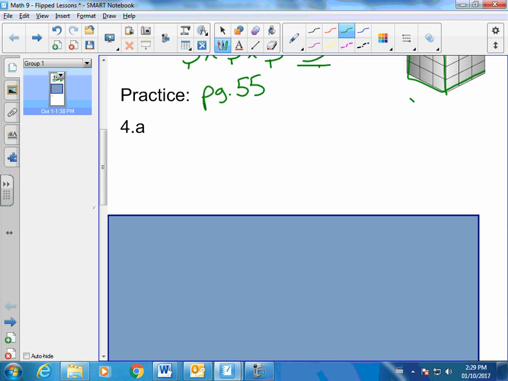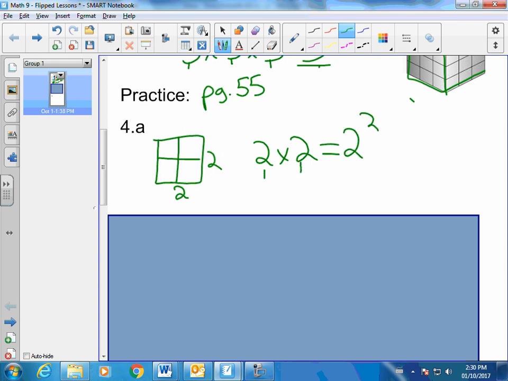So let's look at 4A. In 4A we have a square, forgive my drawing skills, a square with 2 on each side. 2 by 2 is how we would get our area, which is the same as 2 squared, because we're multiplying it twice. So you can pause at this moment if you'd like and try B and C on your own, or be ready to try them when we come to class tomorrow. Moving on, question 5A.